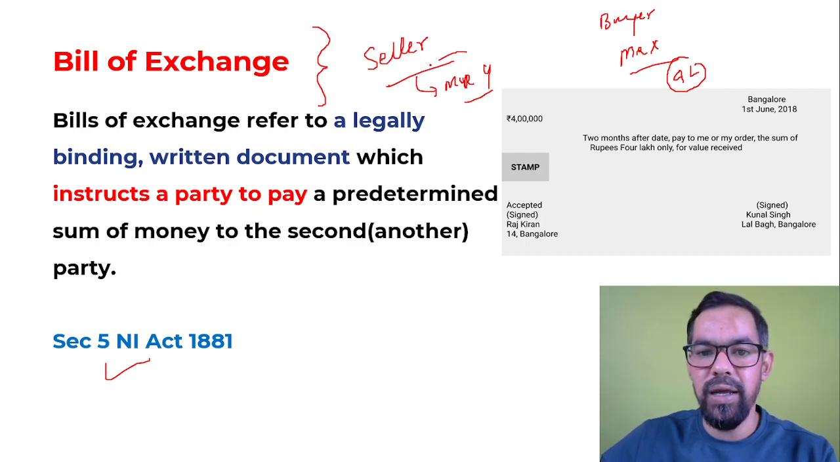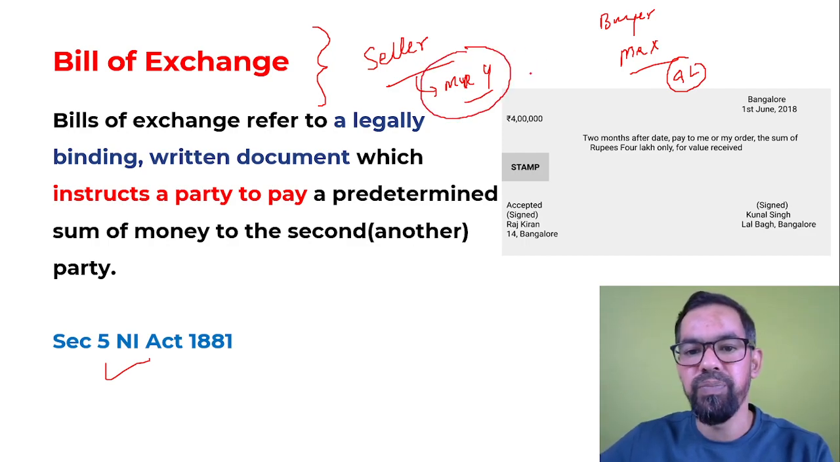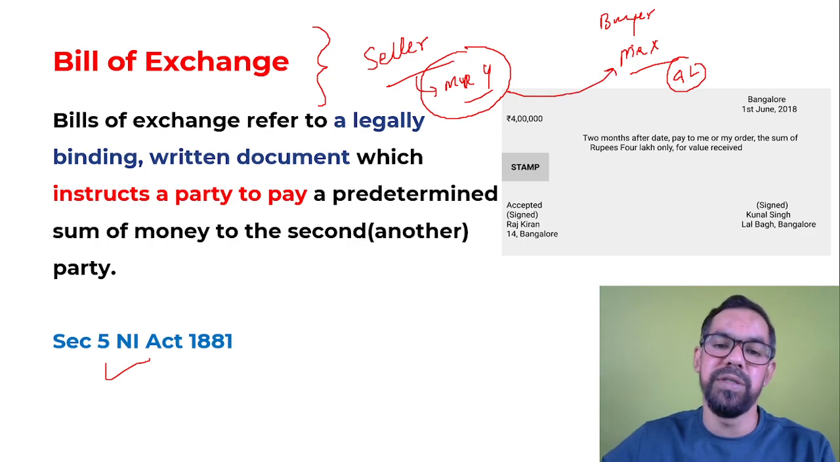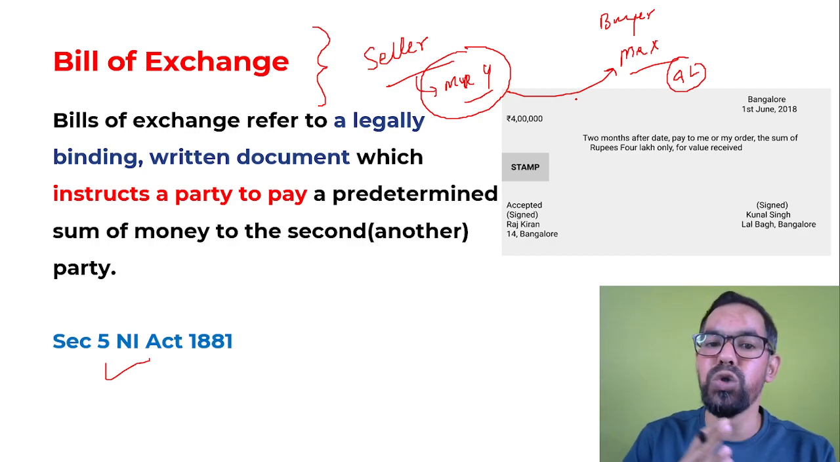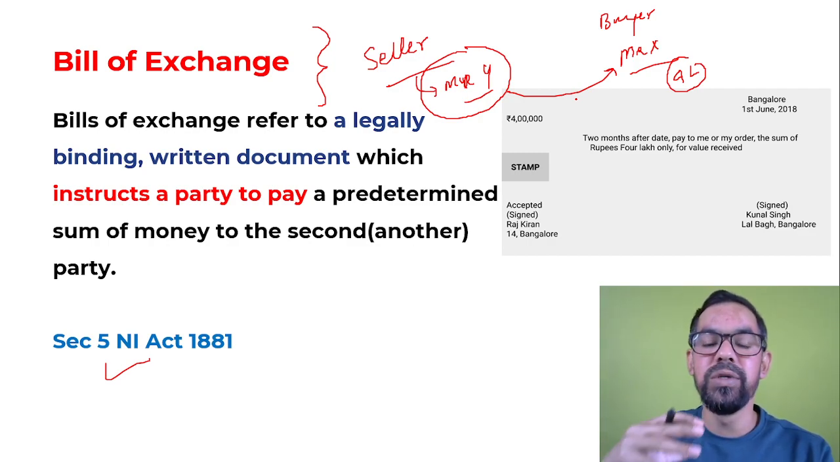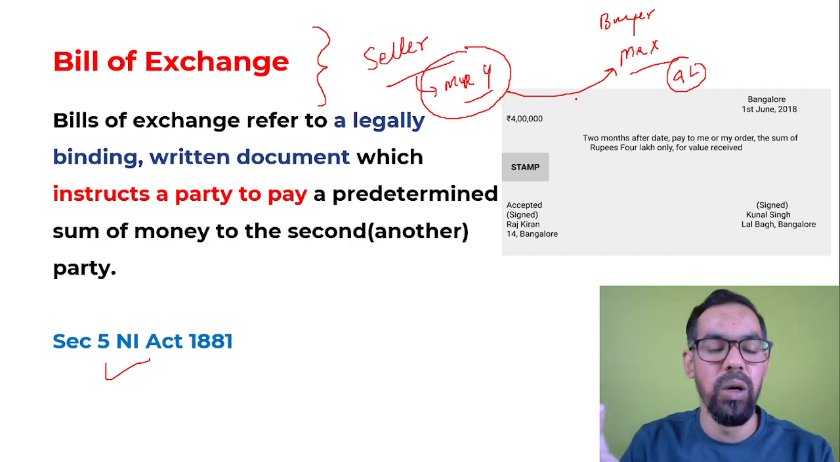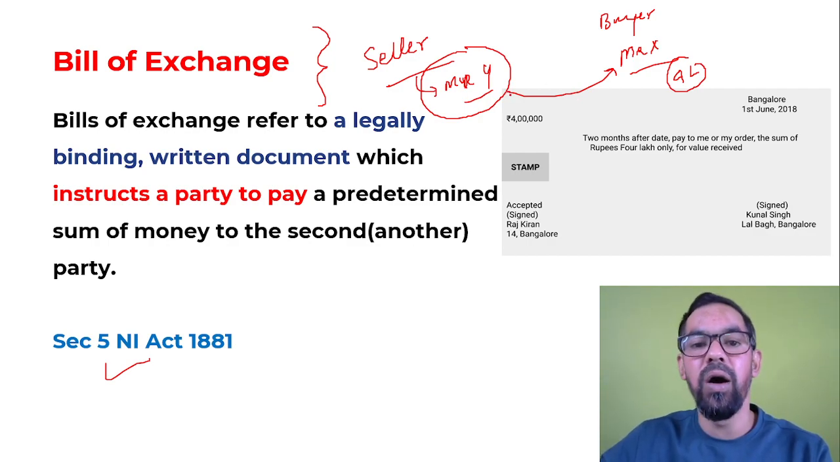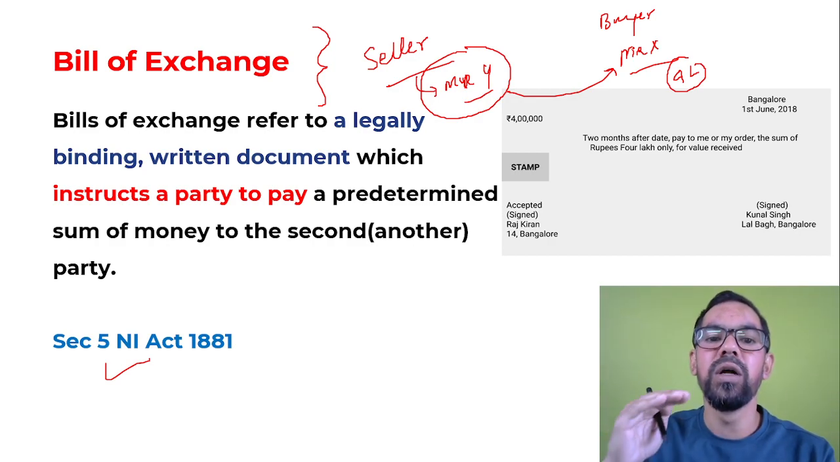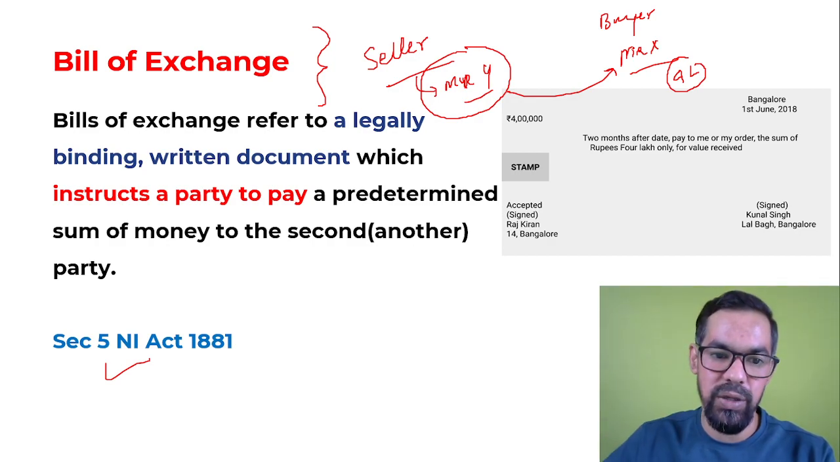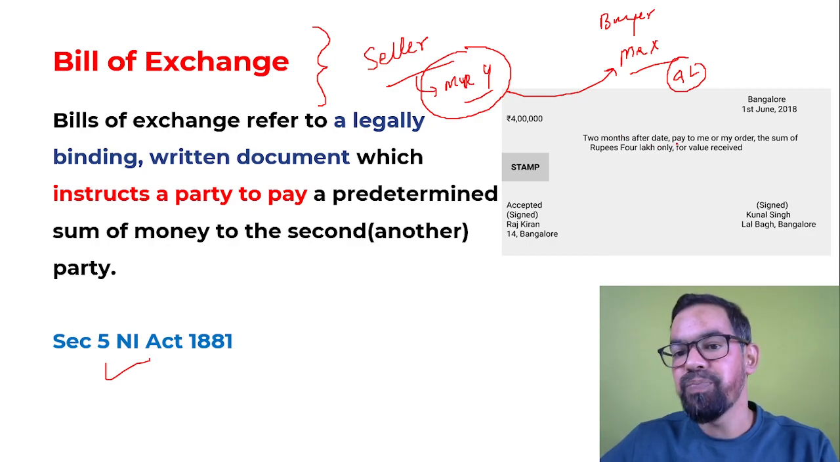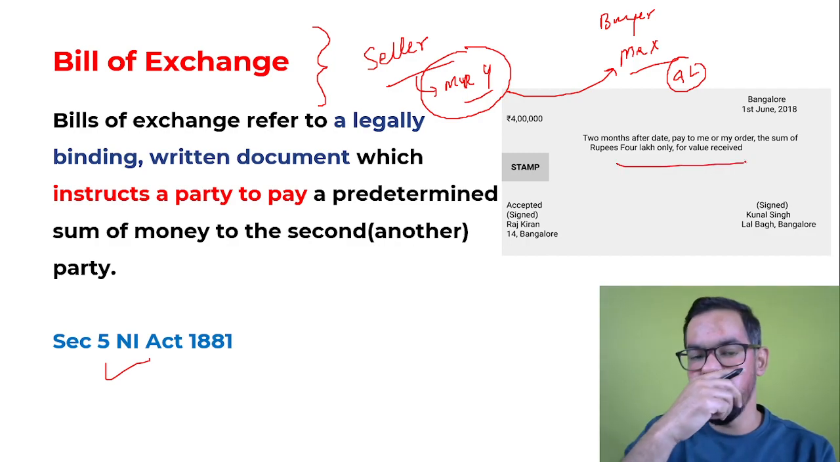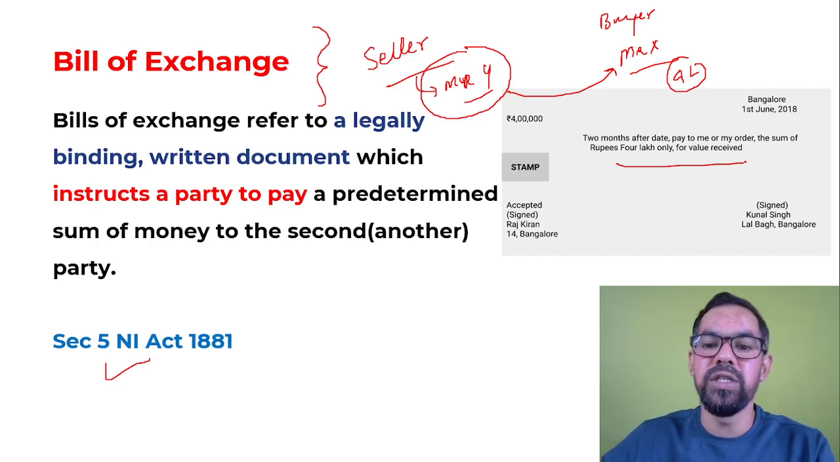Now who will issue this one? The seller will issue it. The seller will pass an order to Mr. X, who is the buyer in this case: I order you to pay. So Mr. Y, who sold 4 lakh rupees of goods to Mr. X, will issue this one. I order you to pay this sum of money on this future date or on this given date. Two months after, pay to me or my order the sum of rupees 4 lakh only for value received. So he is making this order.